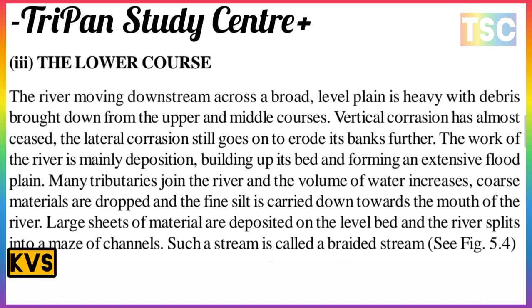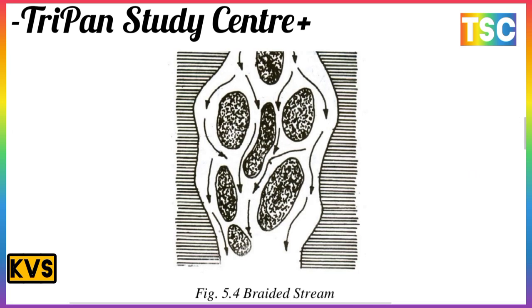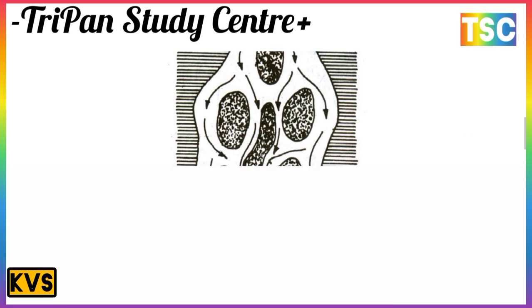When a tributary joins the river and the volume of water increases, coarse materials are dropped and the fine silt is carried down to the mouth of the river. The large quantity of materials deposited on the level bed causes the river to split into a number of channels. Such a stream is called a braided stream. Here is the important diagram of a braided stream.